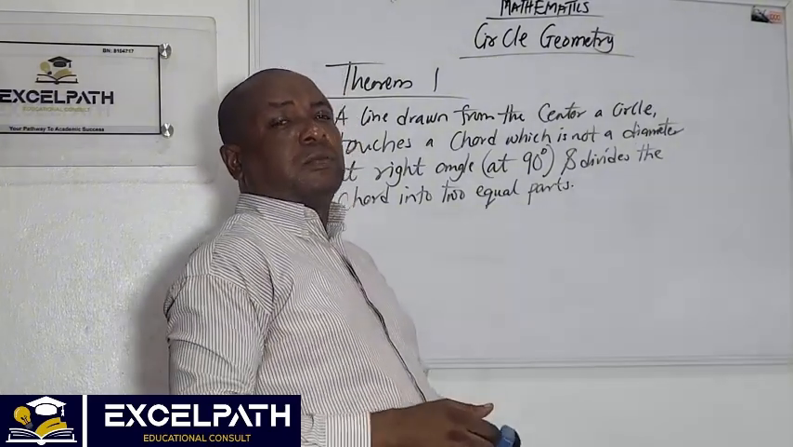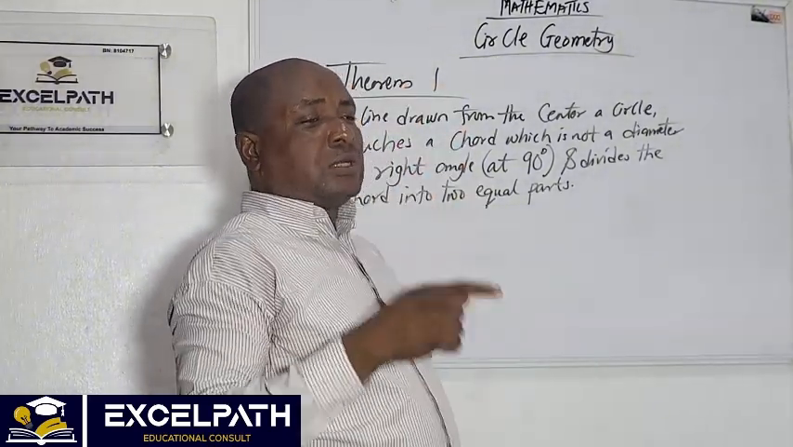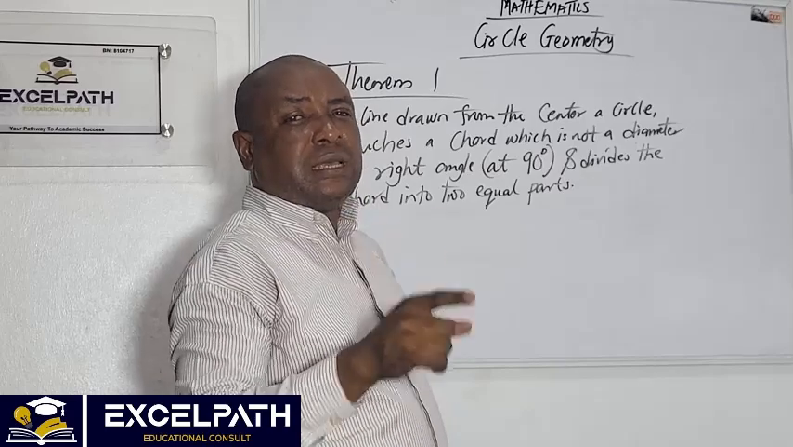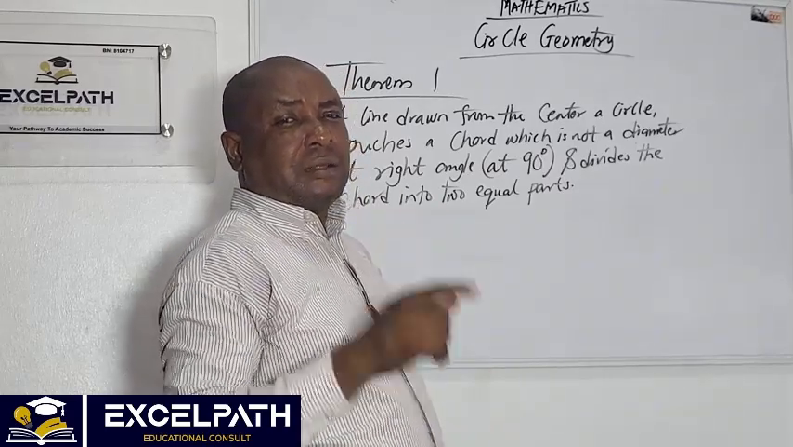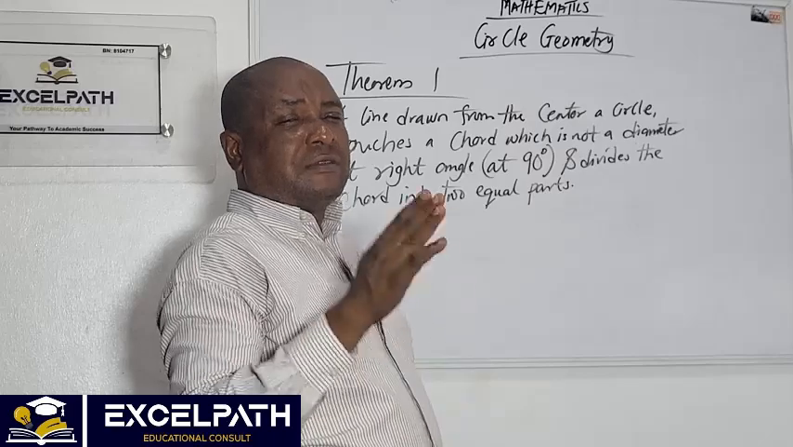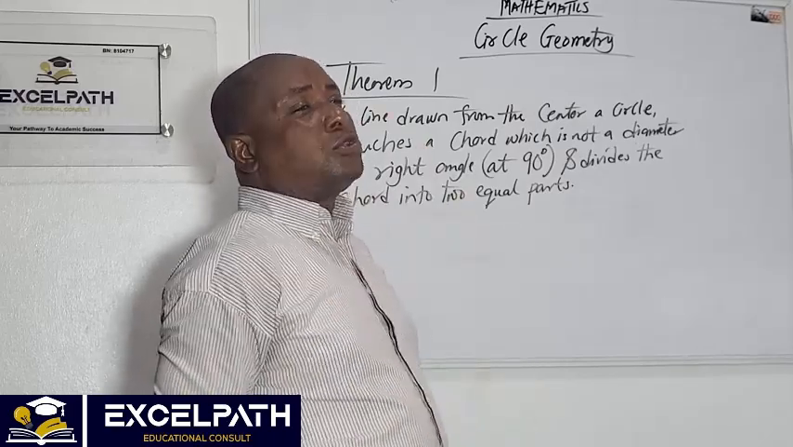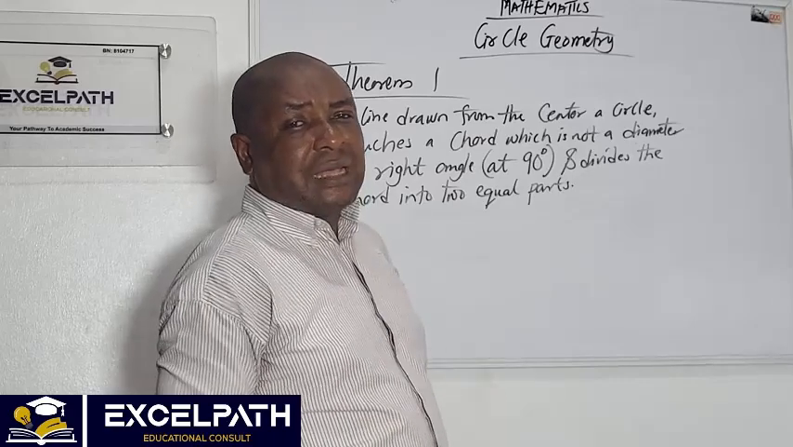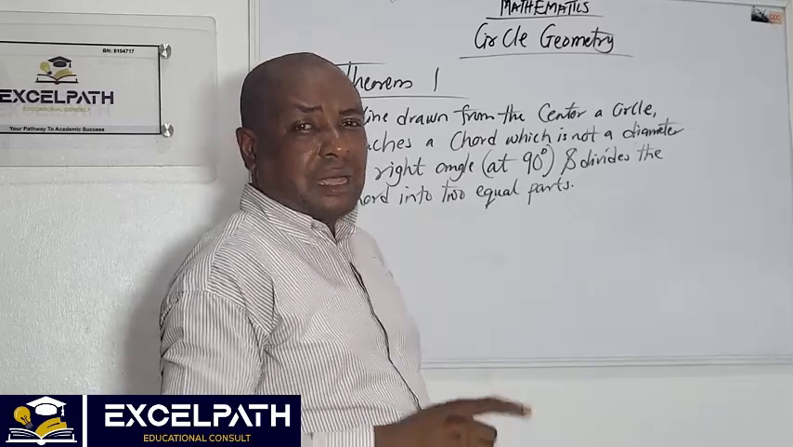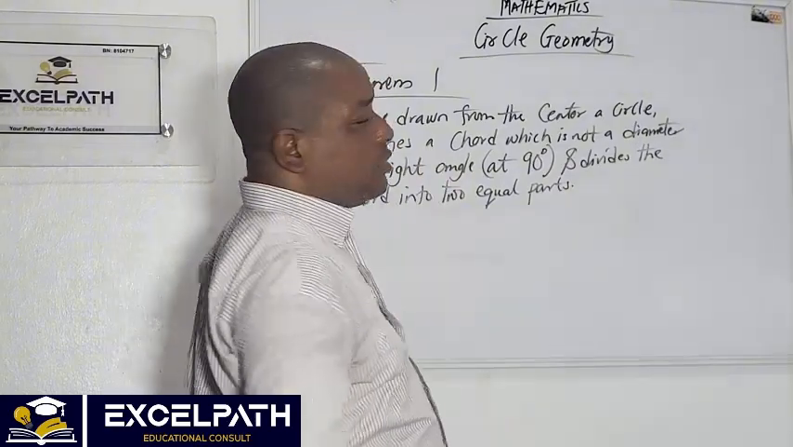A line drawn from the center of the circle touches a chord which is not a diameter. Now, this line divides the chord into 2 equal parts and also touches that chord at 90 degrees, that is at right angle. So this is the first theorem.